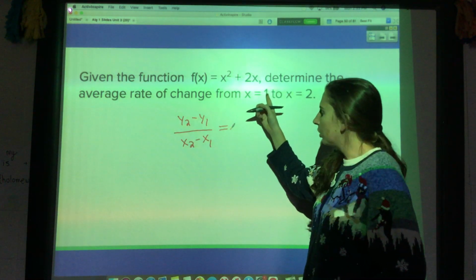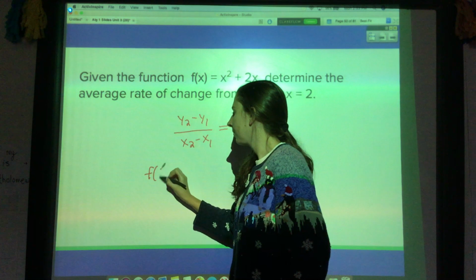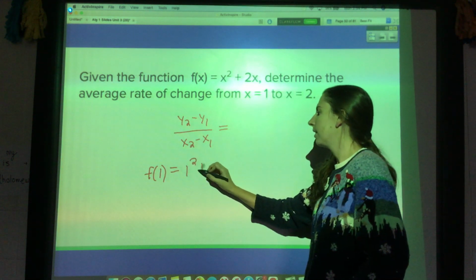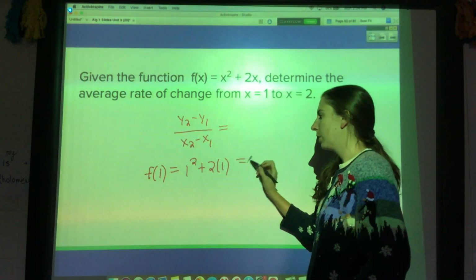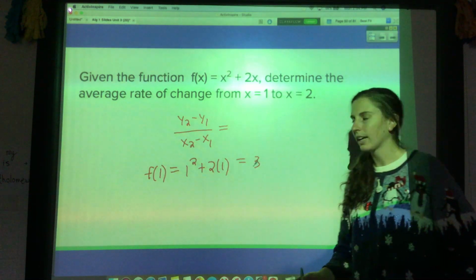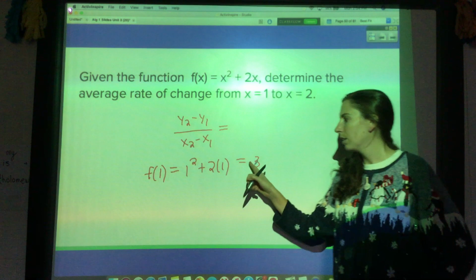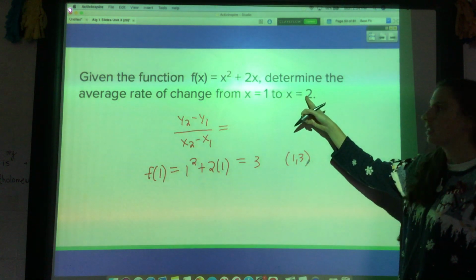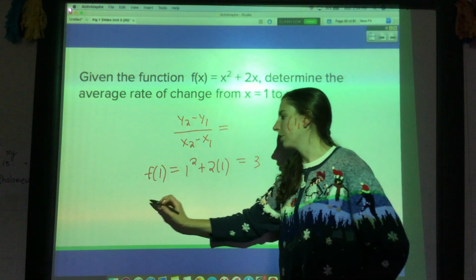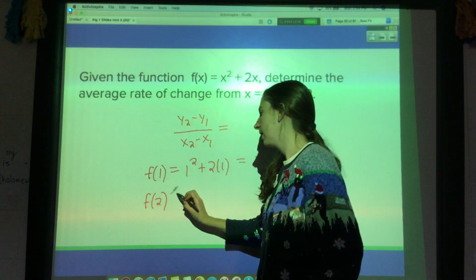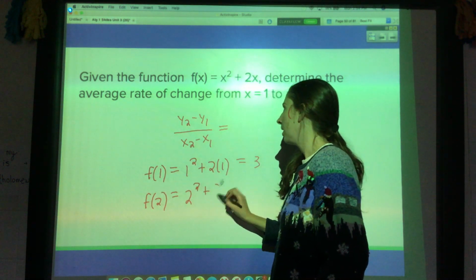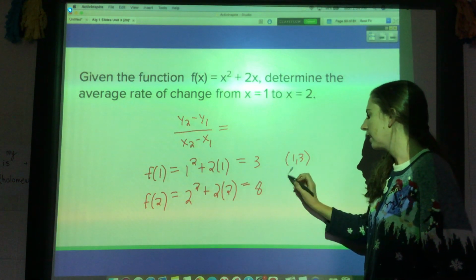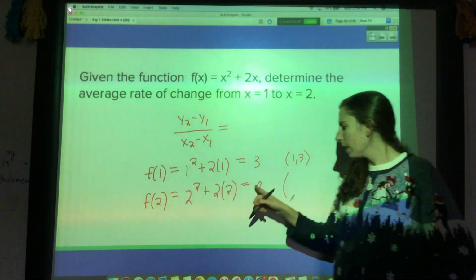So if I want to do where x is 1, put in 1 for x. So 1 squared plus 2 times 1, which is 3. And so that gives me the point (1, 3). Now let's do for x is 2. Put in 2 to the function for x. So 2 squared plus 2 times 2, which is 4 plus 4, so 8. And so that gives me the point (2, 8).